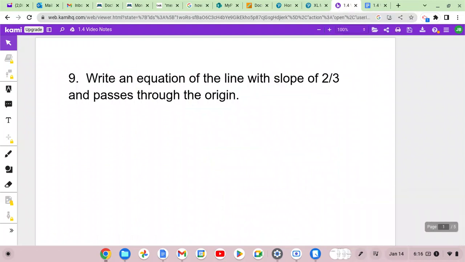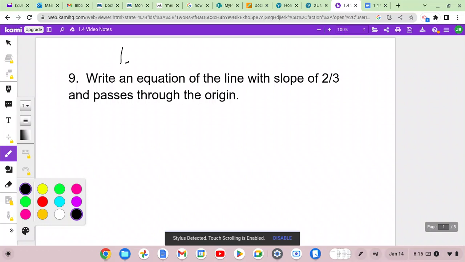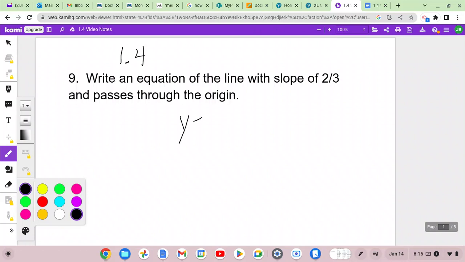This is the second portion of the notes for 1.4 that the original video did not contain. For number 9, it says write the equation of a line with a slope of 2 over 3 and passes through the origin. We use the equation y equals mx plus b.